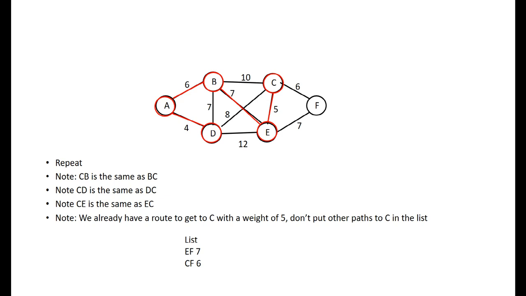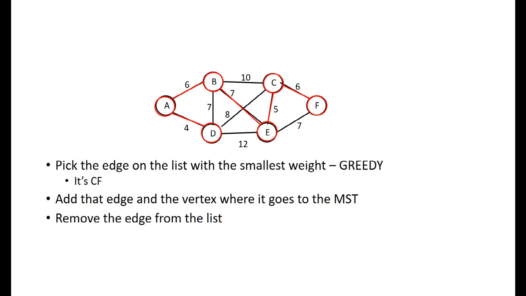We already have a route to get to C with a weight of 5. We don't want to put the other paths to C on the list. So these are what we have left to consider. We have E to F for 7, or we have C to F for 6. Well, as you might know, we're going to pick the edge with the smallest weight, the greedy approach, and that's going to be C to F.